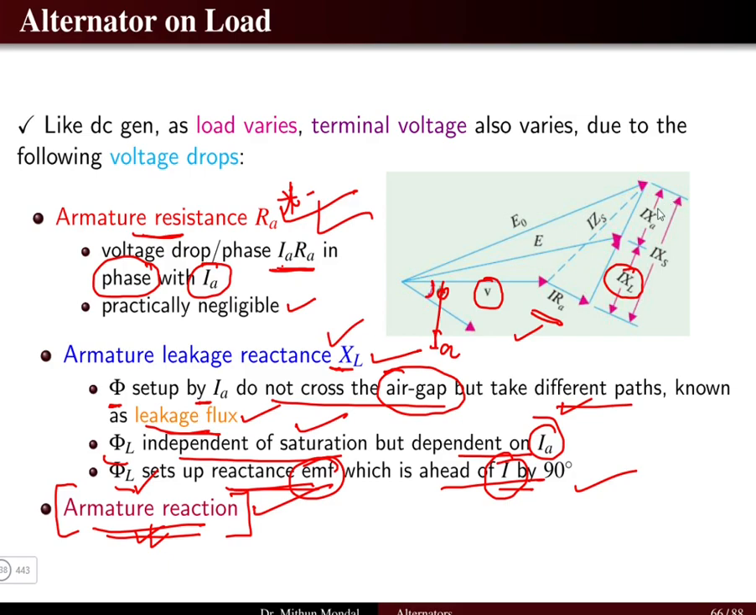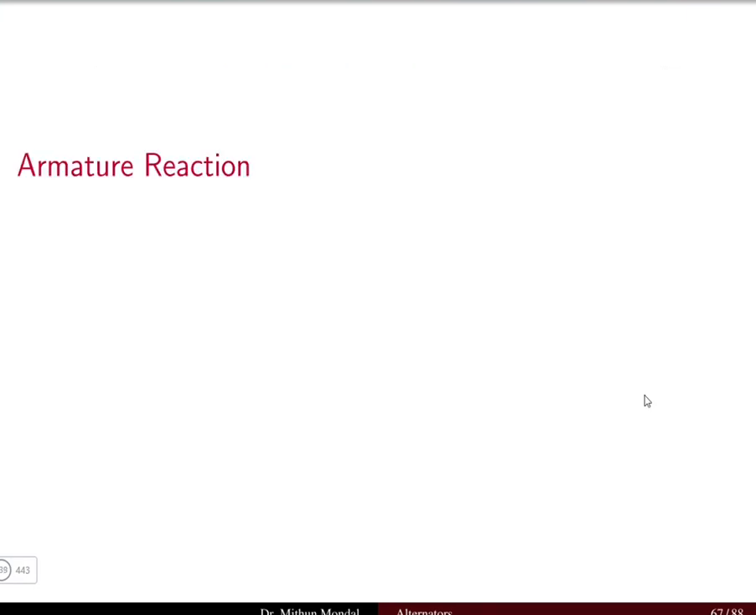Now there is a drop which is due to the armature reactance XA. So XS, the synchronous reactance, is the sum of the leakage reactance plus the armature reactance, and the vector sum of the armature resistance and the synchronous reactance gives you the synchronous impedance. So that we are going to see.